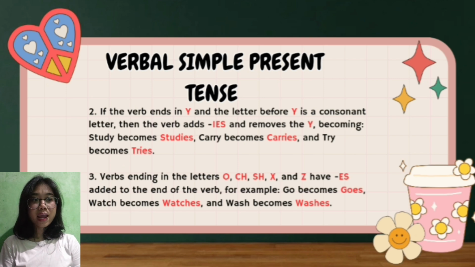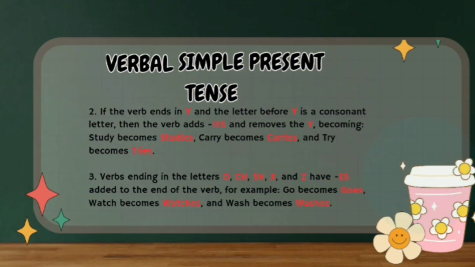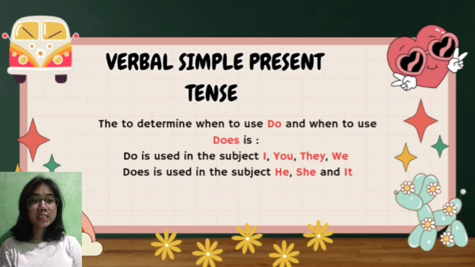3. Verbs ending in the letters o, ch, sh, x, and z have es added to the end of the verb. For example, go becomes goes, watch becomes watches, and wash becomes washes. To determine when to use do and when to use does: do is used with the subjects I, you, they, we. Does is used with the subjects he, she, and it.